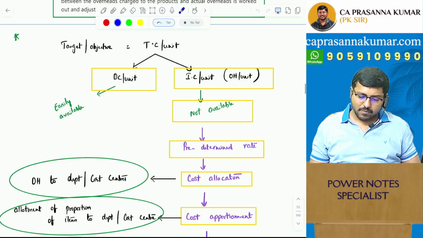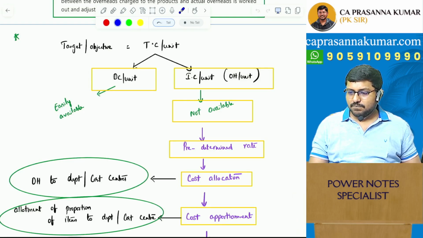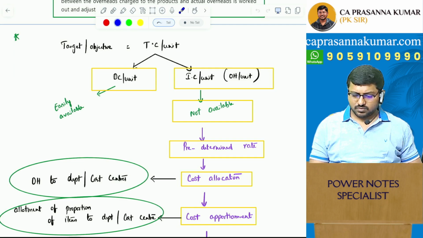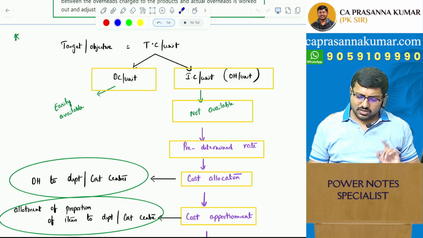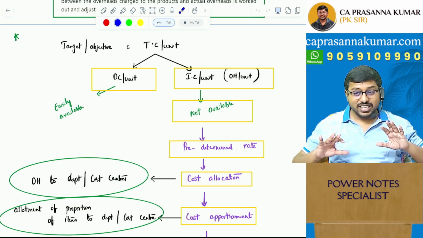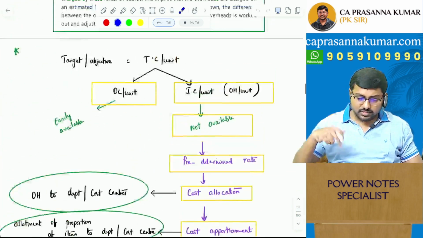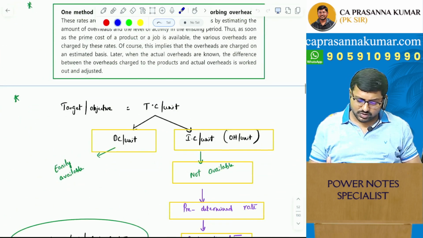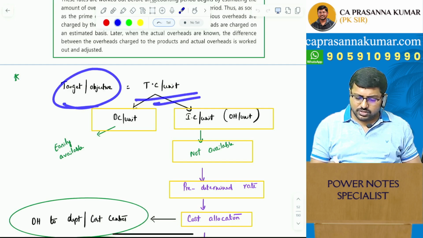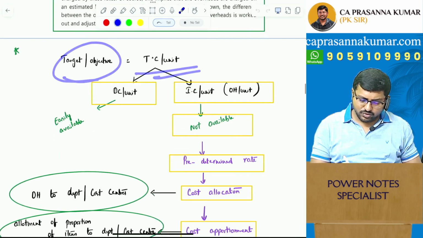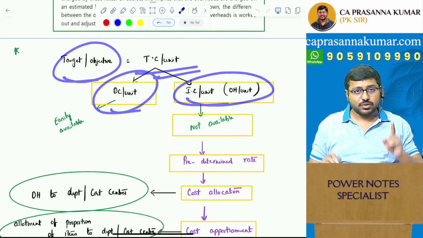Okay, now see. Ready? This is an important concept. Focus. Now look at this carefully. This talks about the entire chapter, in this particular page itself. So I want you guys to focus. What is the target objective of this chapter? To find total cost per unit, which means you need direct cost per unit and indirect cost per unit, correct?